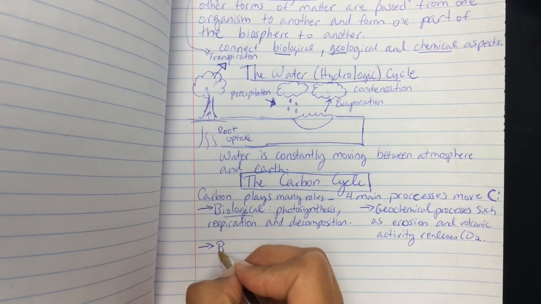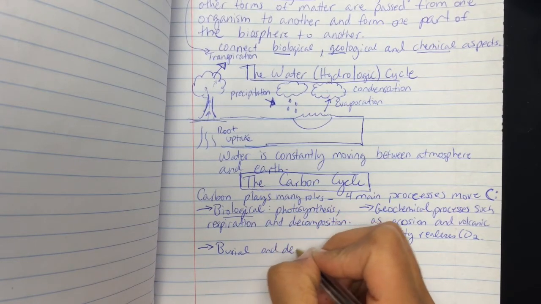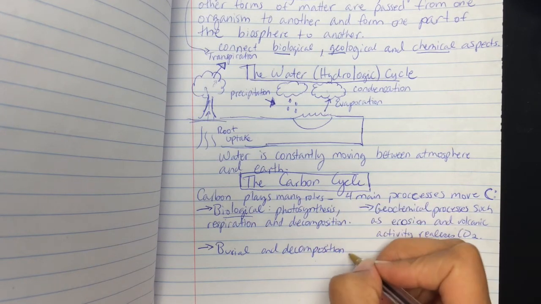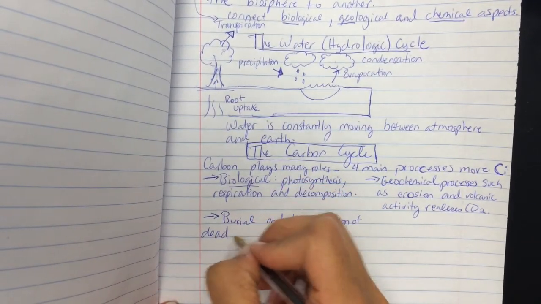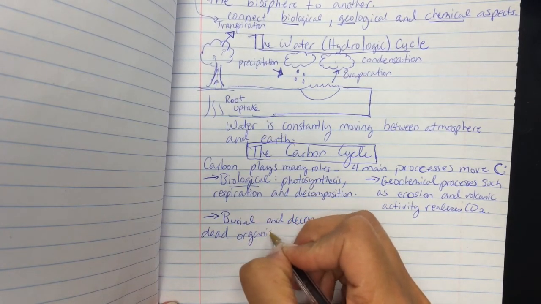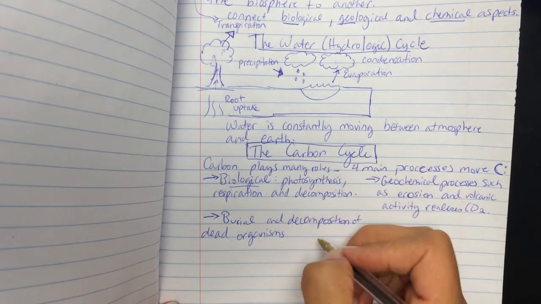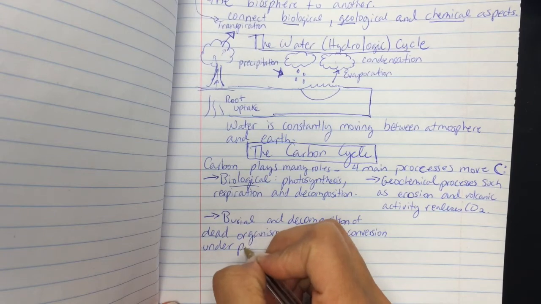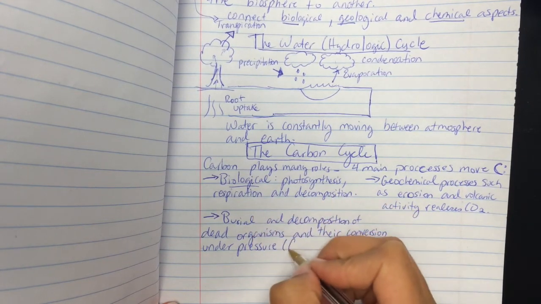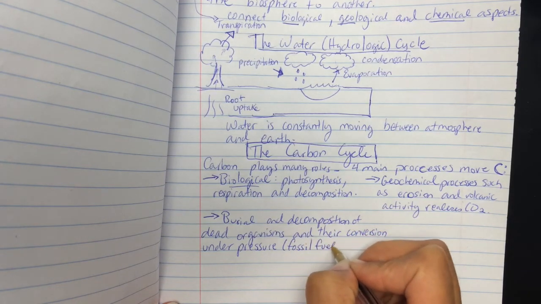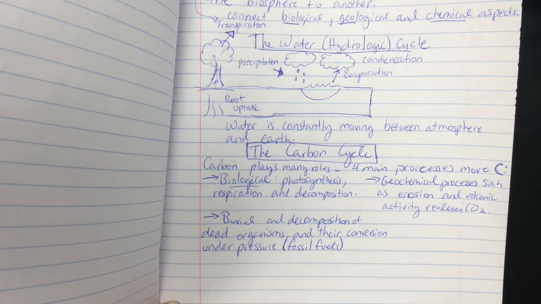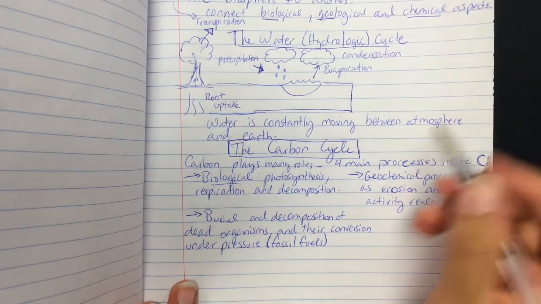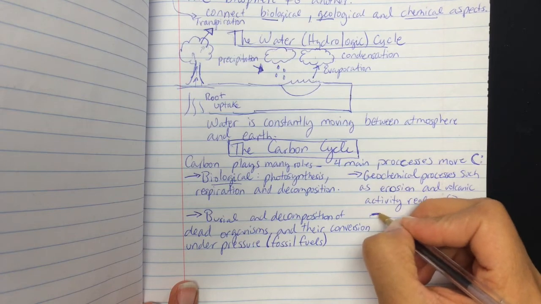There is also burial and decomposition of dead organisms, and their conversion under pressure. A lot of times people say that when you put gas in your car, you're putting dead dinosaur in there. That's not actually very true. Fossil fuels are called fossil fuels because they're made from the remains of dead organisms, but most of the petroleum that we use to make into gasoline is actually from dead plants that lived millions and millions of years ago. As they got buried and put under pressure, they turned into fossil fuels. The same thing for coal. Coal is another fossil fuel.